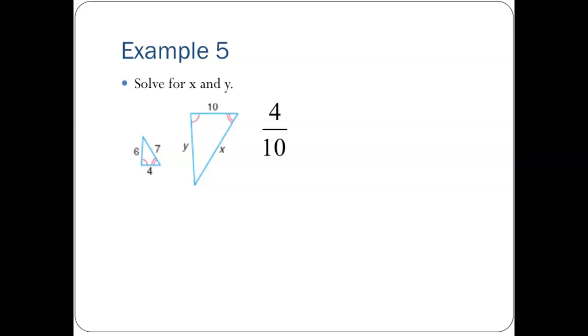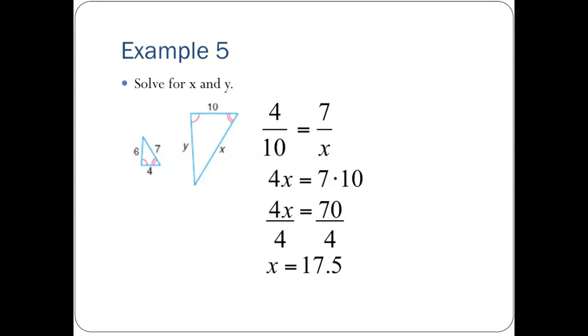So 4 over 10, now we have to figure out which side corresponds with x. In this case, note how x is attached to the angle that has 2 markings on it. So the corresponding side on the smaller triangle is the 7, which is also attached to that angle that has the 2 markings on it. So 4 over 10 is equal to 7 over x. We'll cross multiply. We have 4x equals 70. Divide both sides by 4. That gives us x equals 17.5.